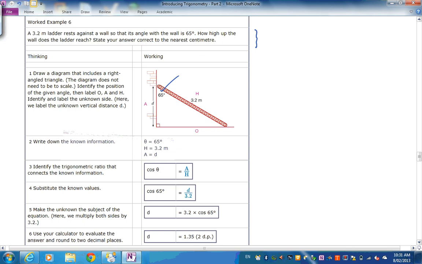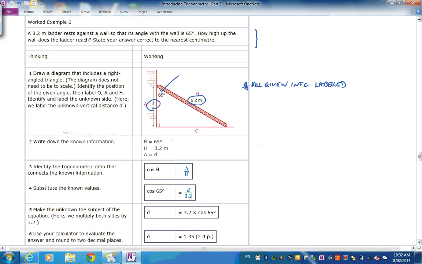Okay, so it's a 3.2 metre ladder, so let's label that. And we don't know how high up the wall. Could have called it H. They've called it D here. So we have our diagram with all the given information labelled on it. That's important. All given info labelled on the diagram. That's very, very important. Okay, so now we have a right angle triangle, presuming it's an upright, vertical wall. So this diagram does not have to be to scale.